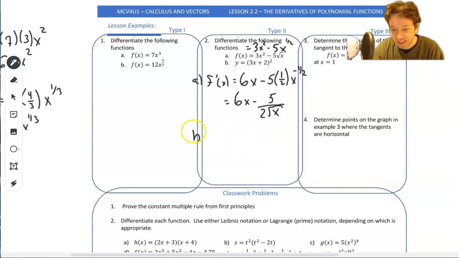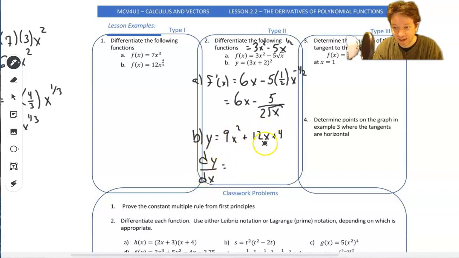Okay, for part B, later on, I will teach you an easier way of doing this one. But for now, we're simply going to expand it first. So if we expand that, it's a nice perfect square there. We are going to get 9x squared plus 12x plus 4. So that's just expanding that. And notice I'm writing y instead of f of x, so using Leibniz notation, the derivative, dy by dx.